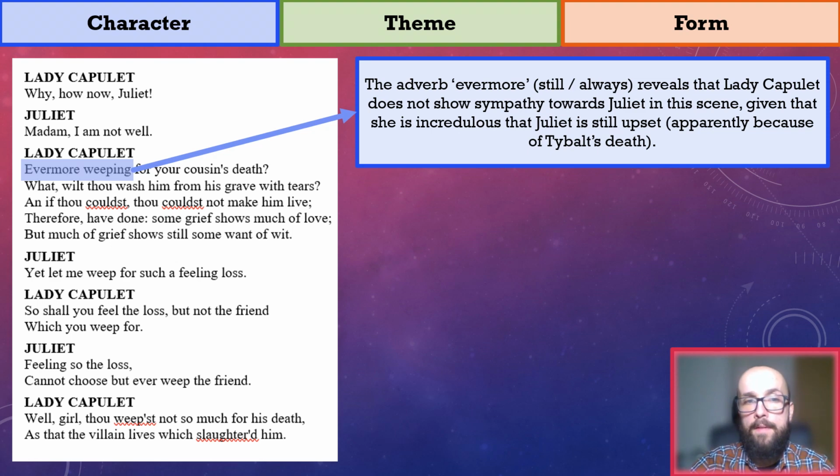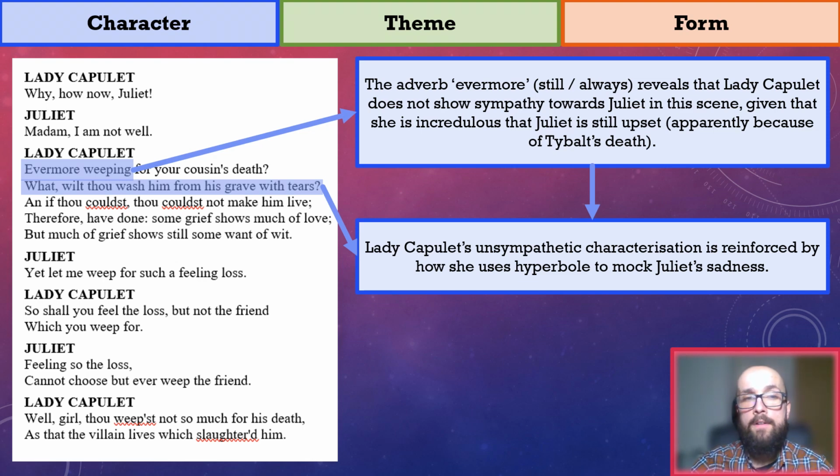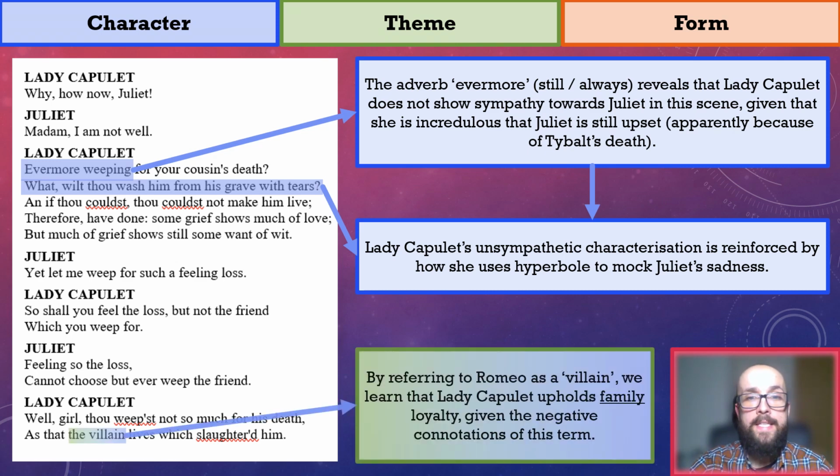Now this unsympathetic characterisation of Lady Capulet is then reinforced by how she mocks Juliet's sadness by using hyperbole, in which she suggests that Juliet is crying so much that she will flood Tybalt's grave. And last, by referring to Romeo as a villain, we see that Lady Capulet has a strong sense of family loyalty, given that this term bears negative connotations.